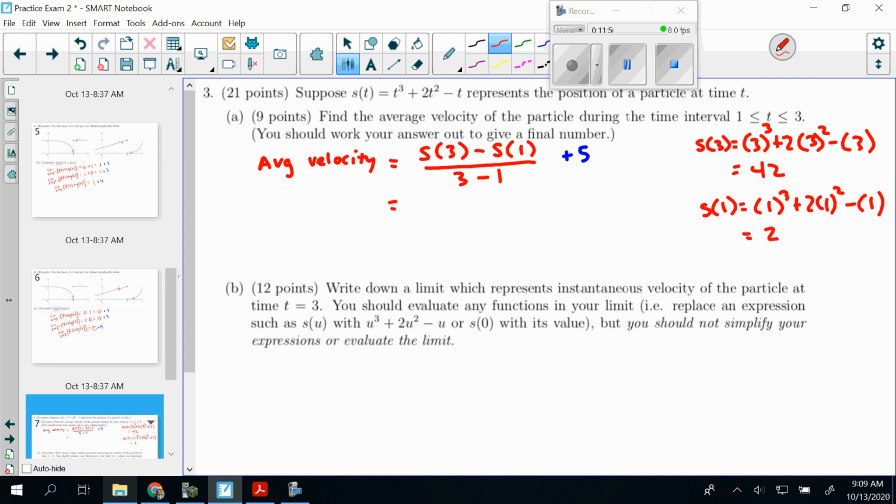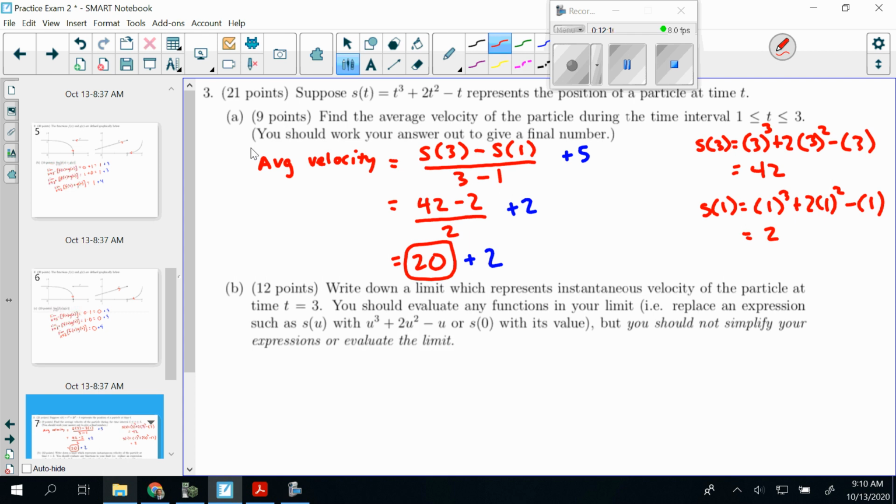So now if you substitute in the values, you've got 42 minus 2. 3 minus 1 on the bottom is 2. And that should simplify to 20. So on this one, 2 points for the correct values there, 2 points for the final answer.